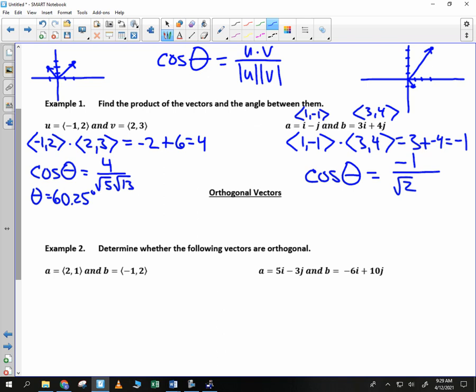And then, see, 3 squared is 9. 4 squared is 16. 25, so 5, yeah. So we could go like 5 roots of 2, something like that.